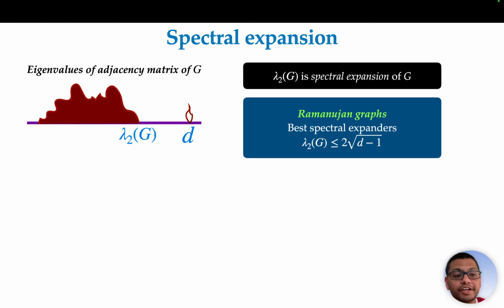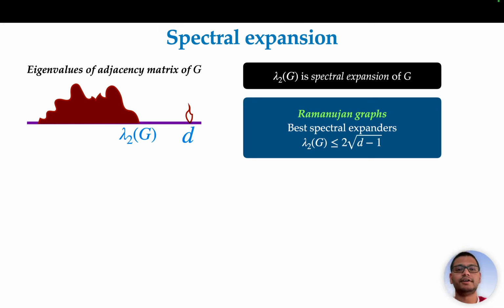And just to give a benchmark of what one should be thinking of the second eigenvalue of the graph as, the second eigenvalue is never going to be better than 2 times square root d minus 1. And graphs achieving this 2 root d minus 1 bound are known as Ramanujan graphs.